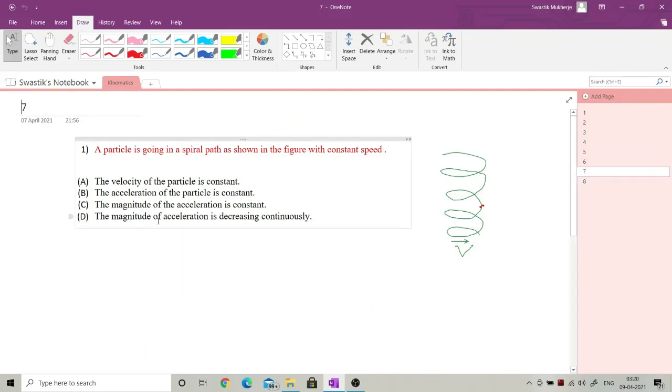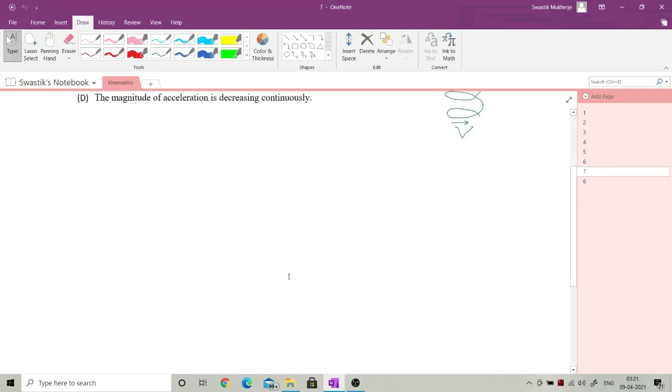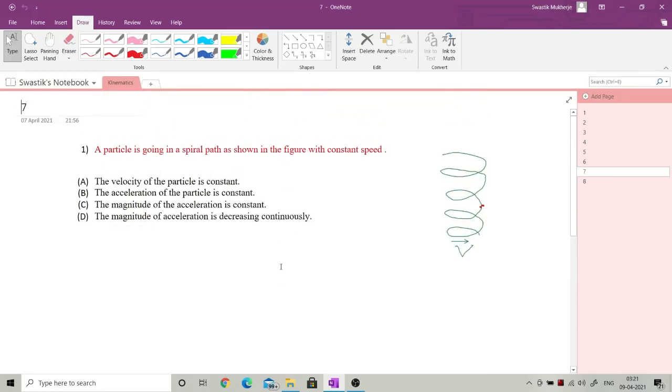Talking of concepts, this is one conceptual problem. A particle is going in a spiral path as shown in the figure with constant speed. So it basically asks about the characteristics of the particle, velocity and acceleration. This is one type of problem they often ask to check whether you know a particular concept well, which in this case is a spiral. So for this you should know your basic uniform circular motion.